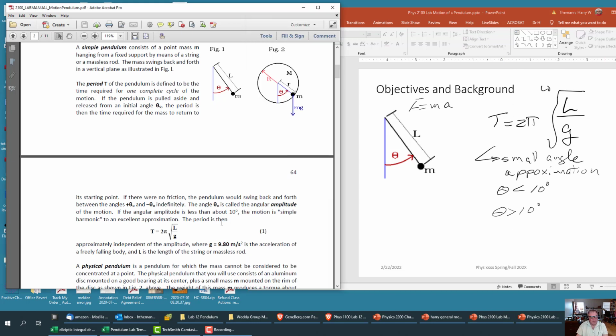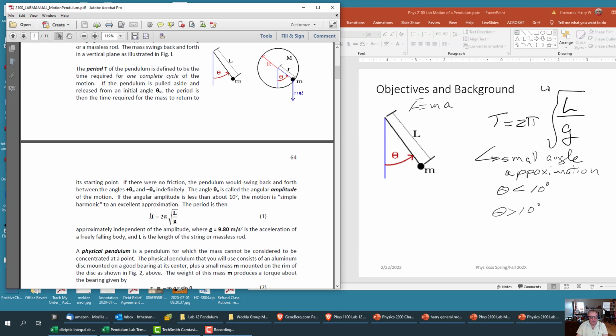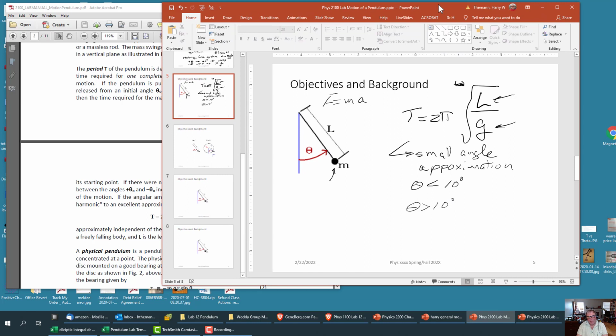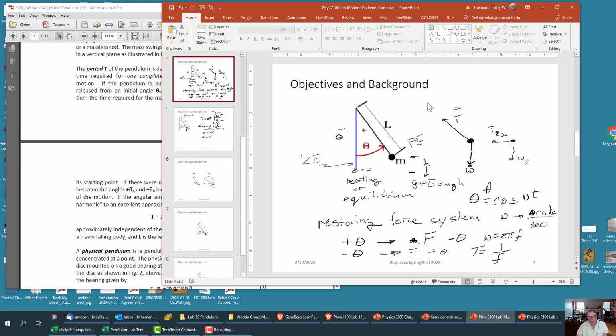So we come up with an equation here, and we're going to study the effects of L and g. We're going to study the effect of m, but, hint, hint, since there's no m in this equation, we don't expect to see any effect. I'm expecting to see that you're writing these things down. Basically, we've got a system, and this is what it looks like, with some parameters of it.